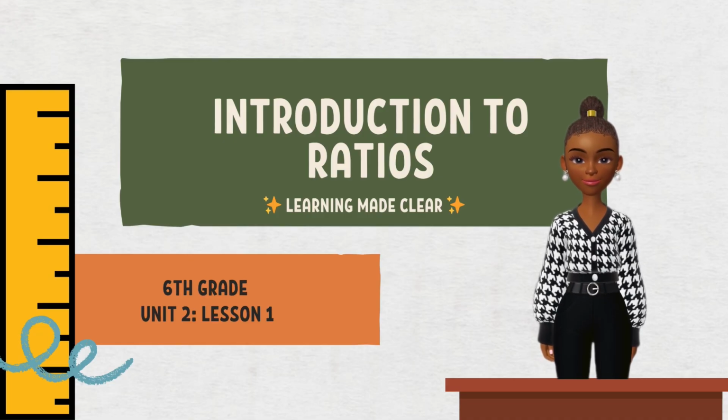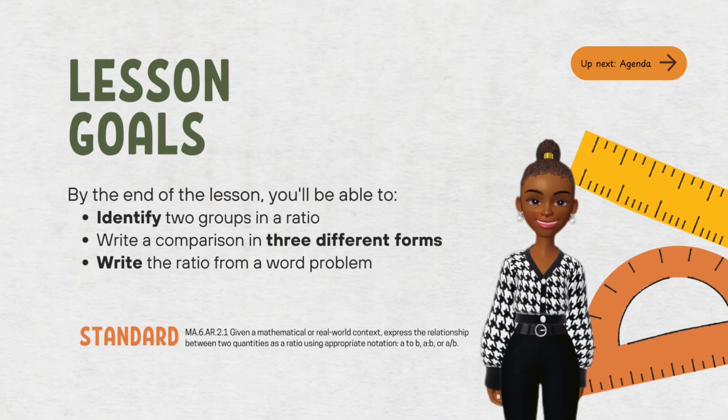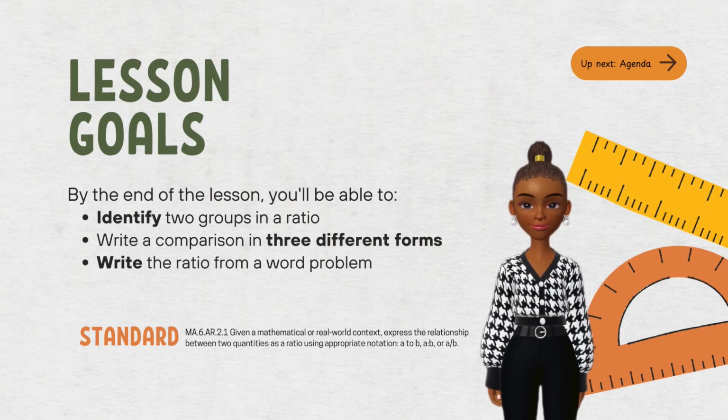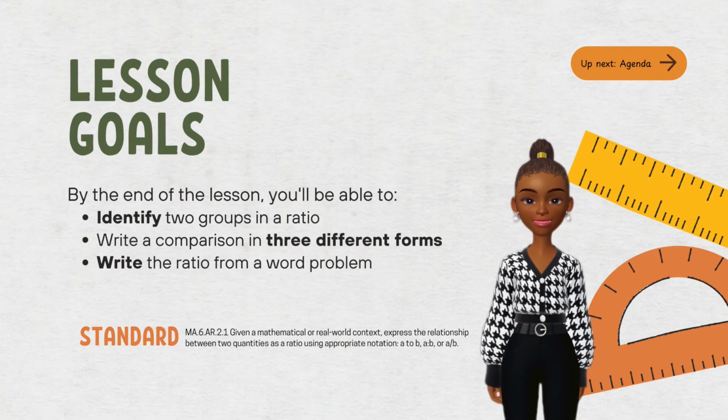Today, we'll be learning about ratios. By the end of this lesson, you'll be able to identify the two groups in a ratio, write a ratio in 3 different forms, and write a ratio correctly from a word problem. Today's standard is MA6 AR 2.1.